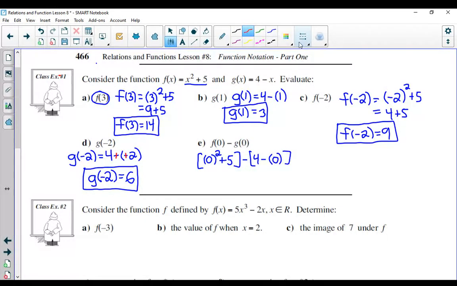Okay, just to clarify what I'm doing here, this part is f of 0. The function evaluated at x equals 0 would just be 0 squared plus 5. And this right here is g of 0. So g of 0 would be the function g evaluated at x is 0. So that's g of 0.